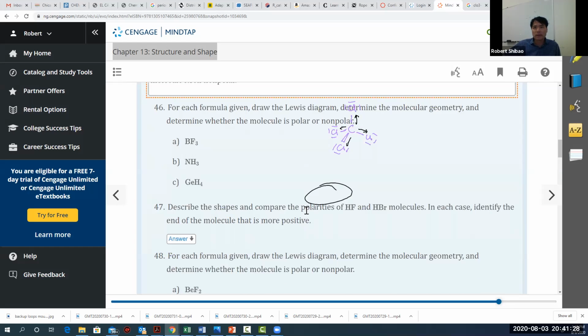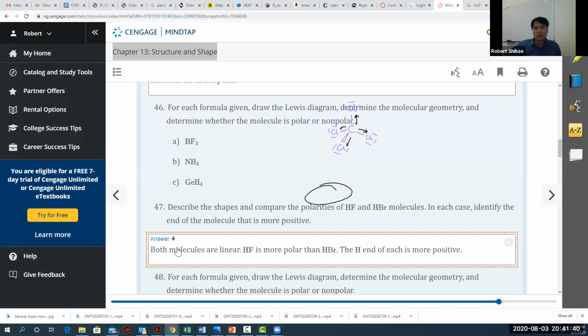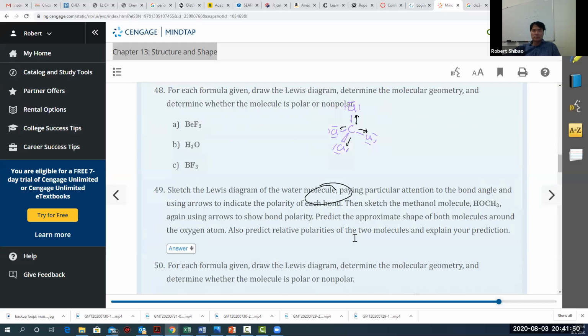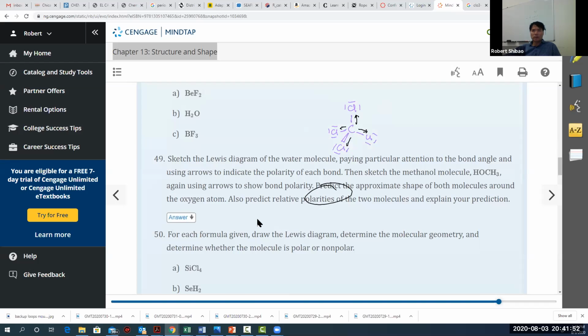Describe the shapes and compare the polarities of HF and HBr. The shapes are linear. All diatomic molecules are linear. In each case, identify the end of the molecule that is more positive. Well, fluorine's the most electronegative, so both molecules are linear. HF is more polar. H end is positive. Yeah, fluorine end would be negative and bromine end would be negative. So good electronegativity.